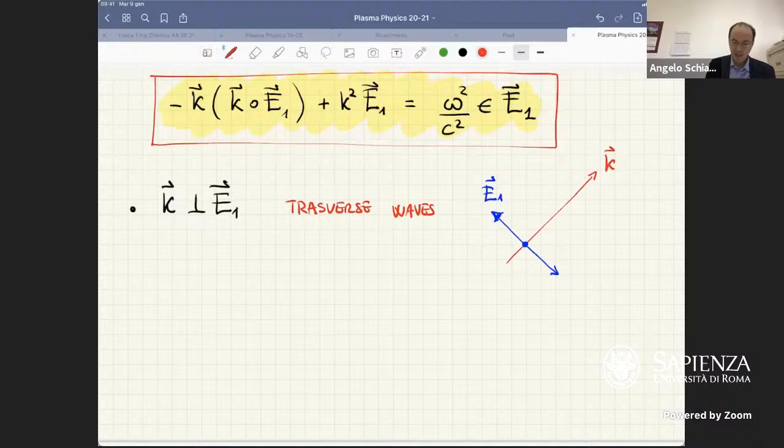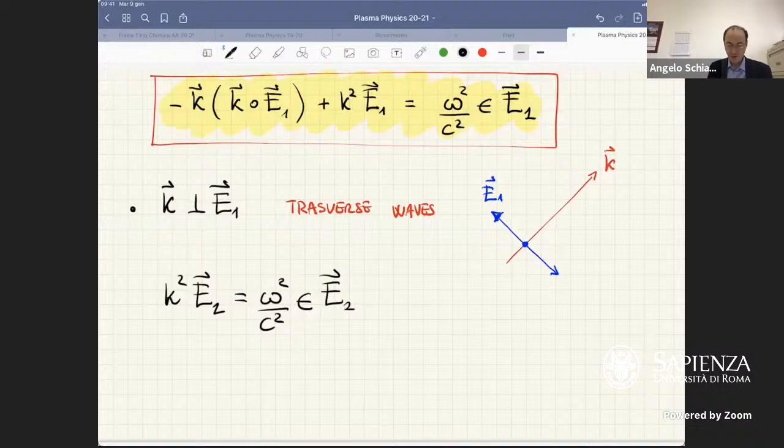In that case, if k is perpendicular to the wave, then you see that this scalar product becomes 0. So this term is 0. And we can say that then we have that k squared E1 is equal to omega squared over c squared times the dielectric function times E1.